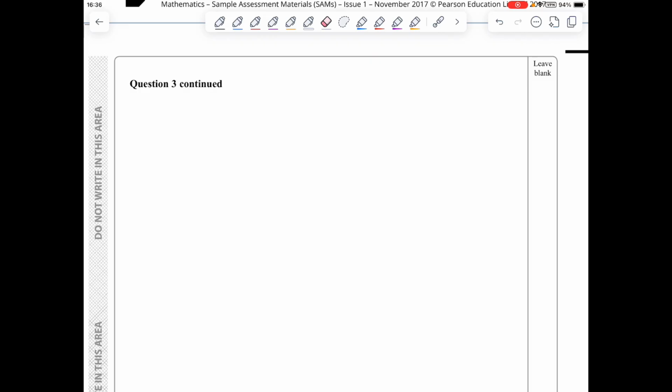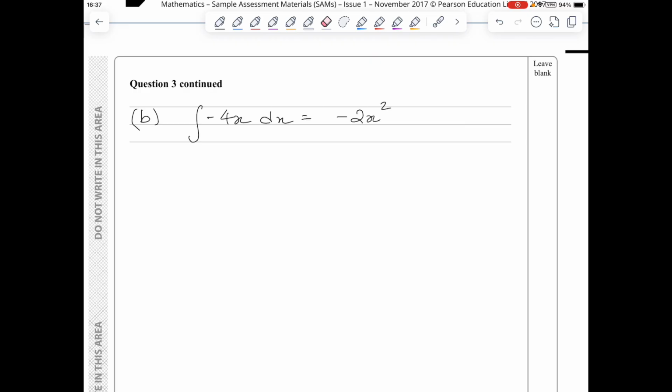In part B, to solve this equation, I first need the integrating factor, and to find the integrating factor, I need the integral of the coefficient of z. So the integral of minus 4x dx is minus x squared. So the integrating factor is e to this result.